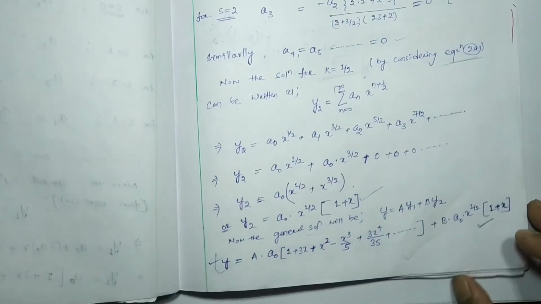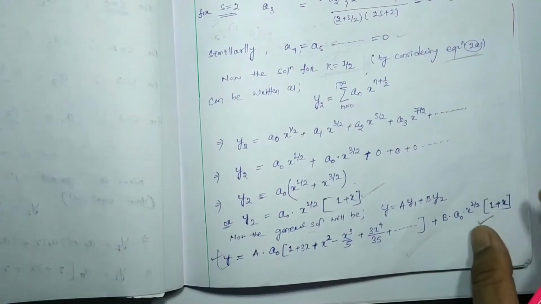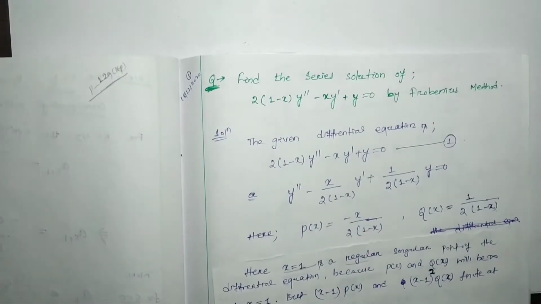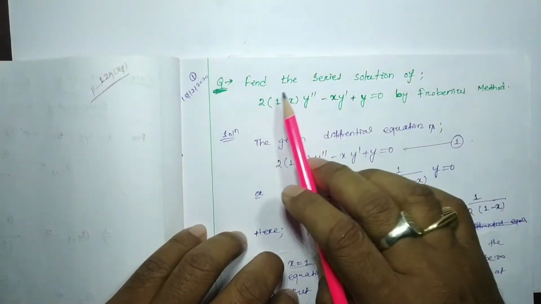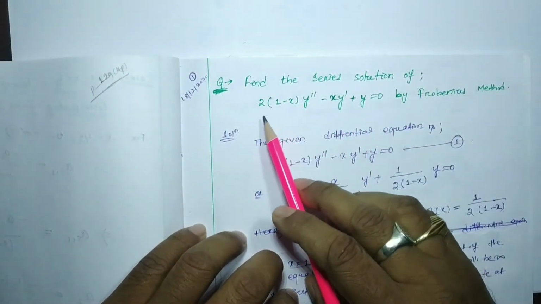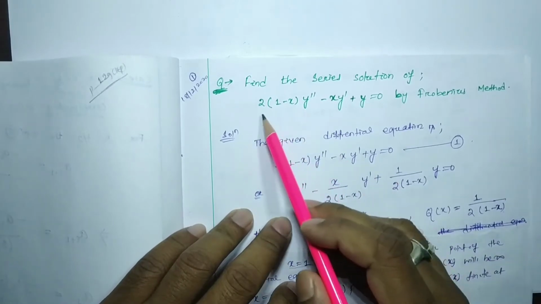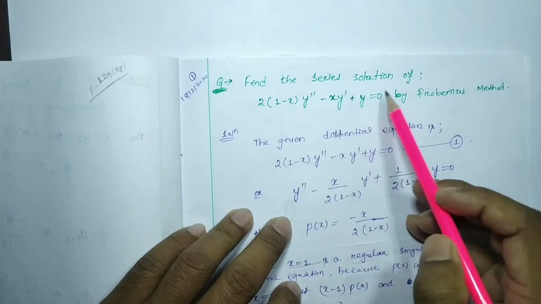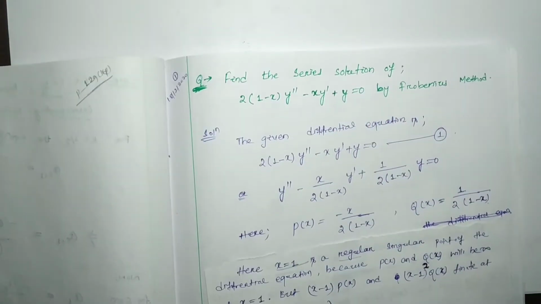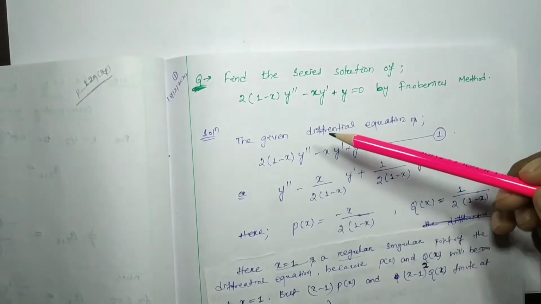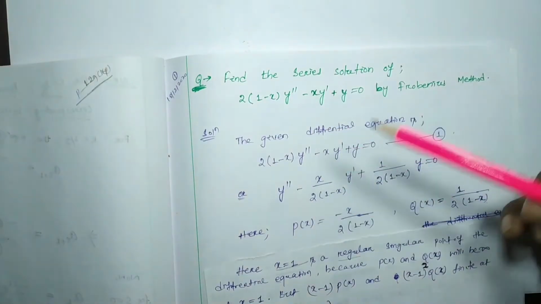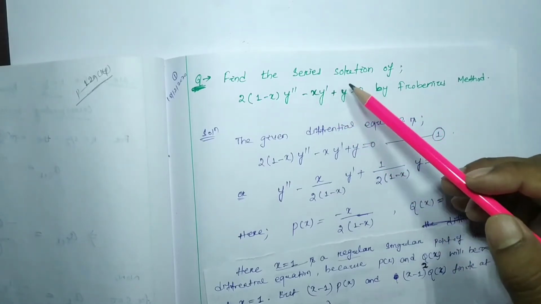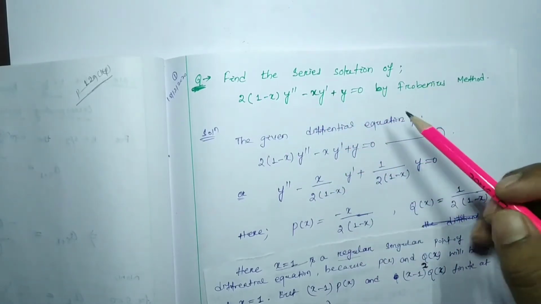Now in this class we are going to discuss a new question, that is, find the series solution, that means power series solution, of the differential equation 2(1 minus x) y double dash minus x y dash plus y equal to 0 by Frobenius method. Let's start to find the power series solution of this differential equation using Frobenius method.